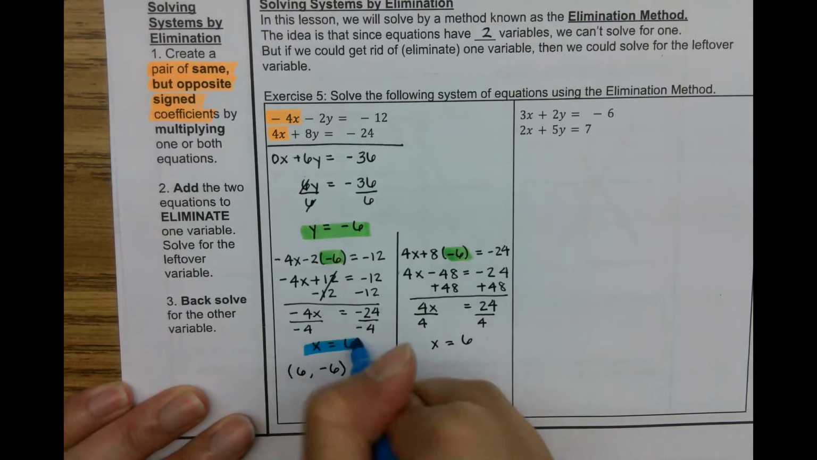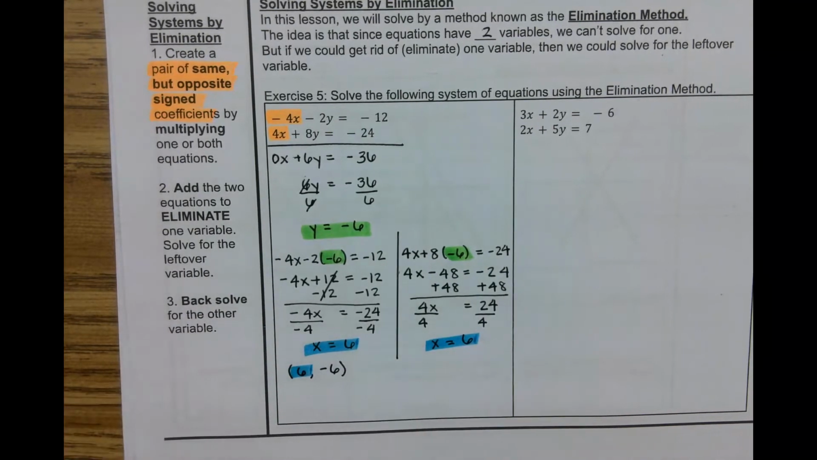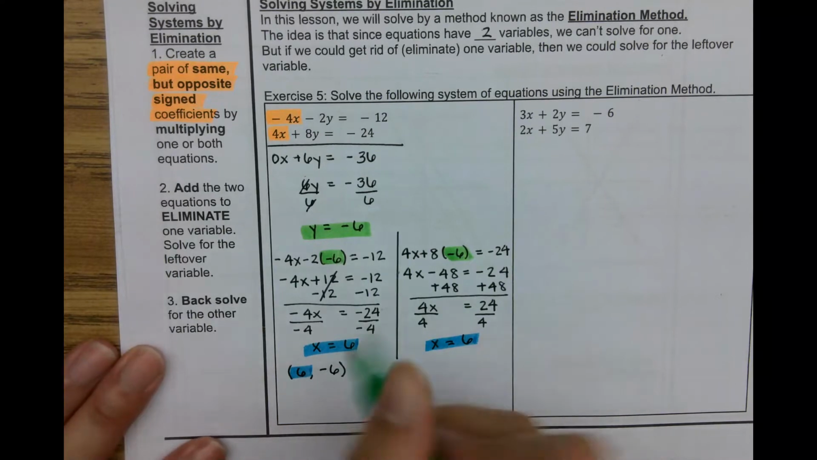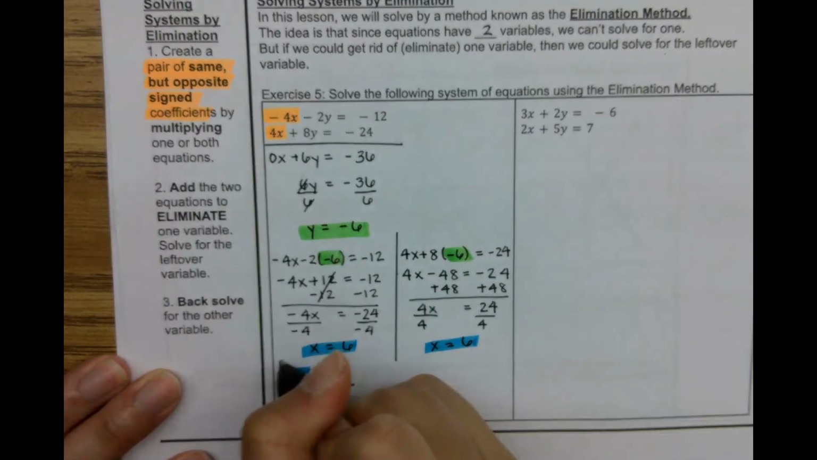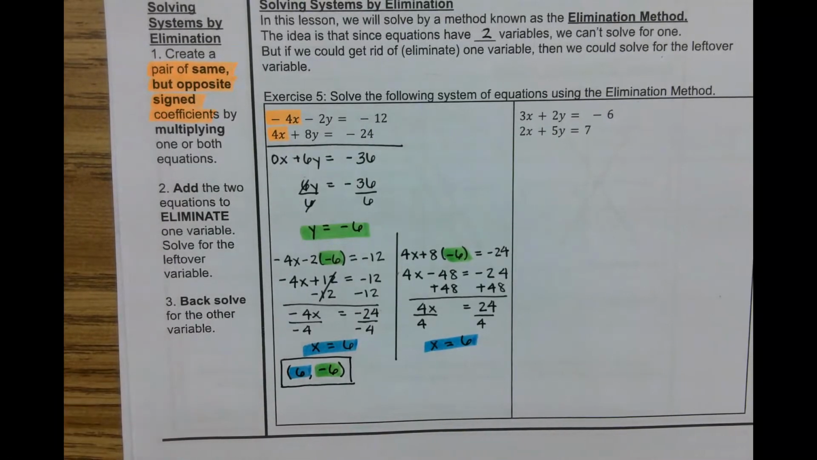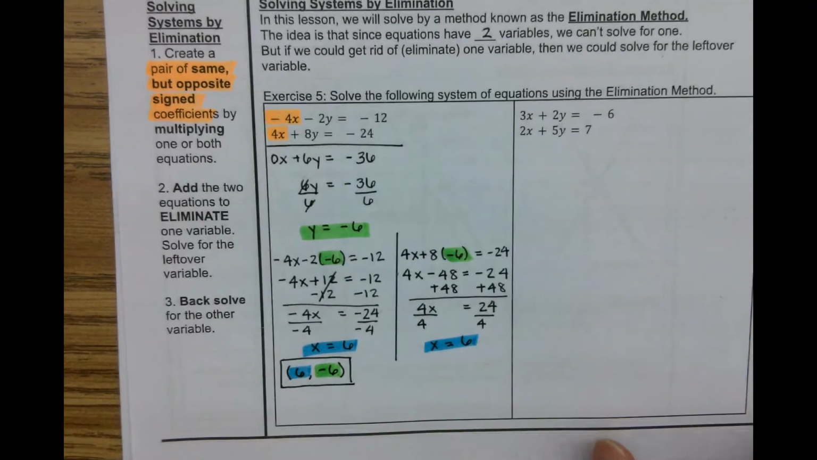So here we can see no matter which one I plug it into, I still get the same thing. So 6 comma negative 6, and here is my answer. And then as always, I can plug it back in to check. Right? So let's try the next one here.